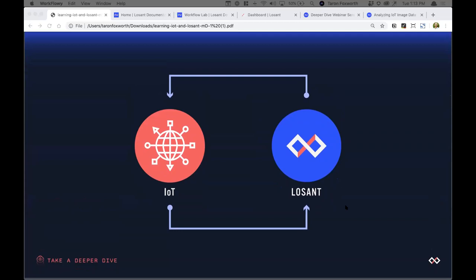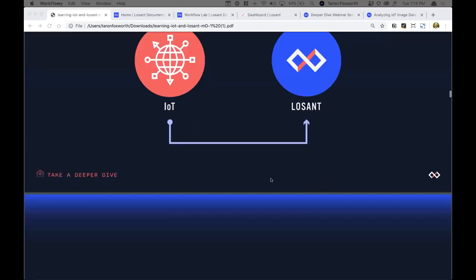And what you'll find, as we talk throughout this presentation, is that as we talk about these stacks, a lot of the decisions we made in Losant are going to come clear and make a lot more sense.